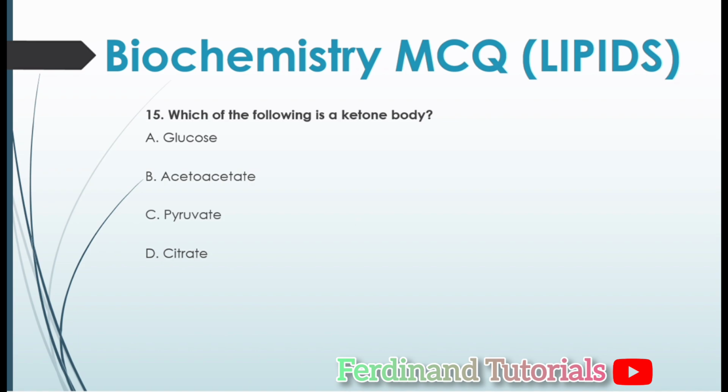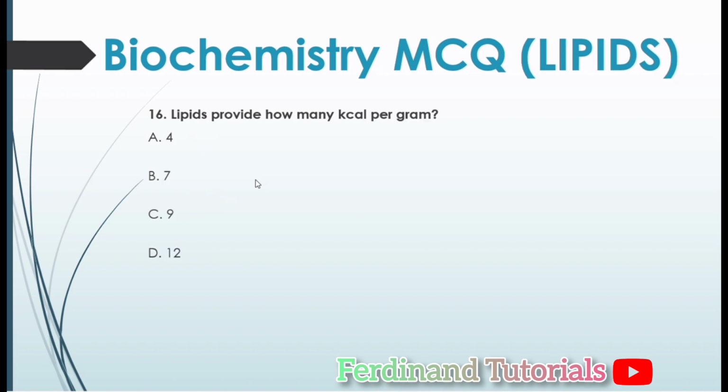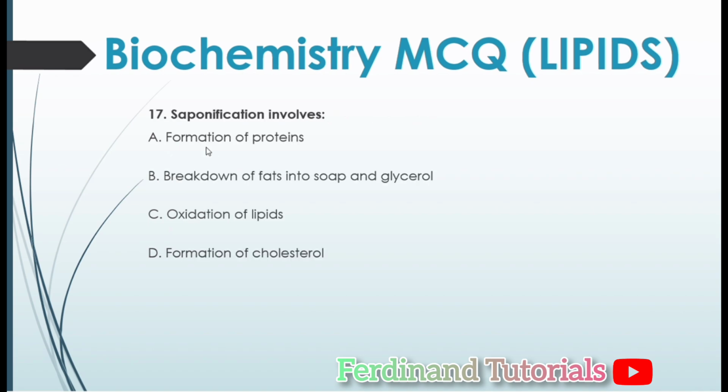Question 15. Which of the following is a ketone body? Is it glucose? Is it acetoacetate? Is it pyruvate? Is it citrate? Acetoacetate is what? Is a ketone body. Lipids provide how many kilocal per gram? Is it 4? Is it 7? Is it 9? Is it 12? Lipids provide 9 kilocal of energy per gram as opposed to proteins and carbohydrates, which provide 4 kilocal per gram.